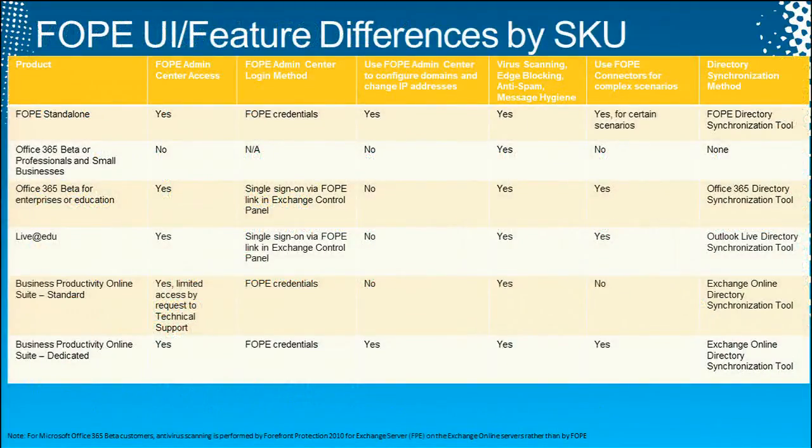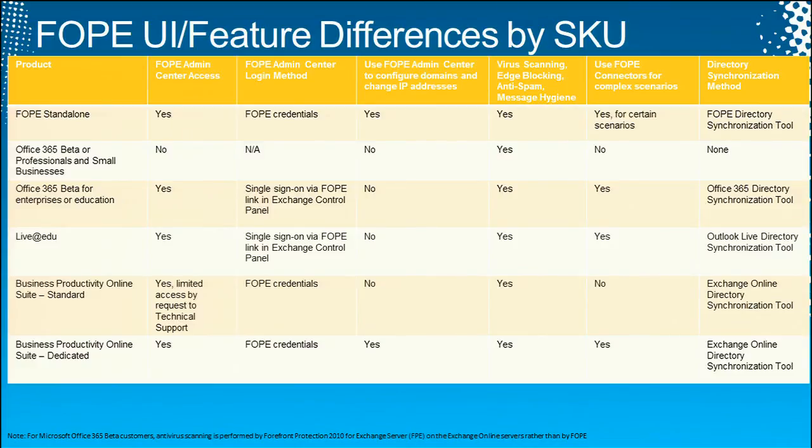So some of the different features, I won't go through every one of the bullets, but these are the different FOPI UI and feature separations depending on what SKU the customer has or what Exchange offering you would have. A couple of interesting ones to note is if you are a FOPI standalone customer or an Office 365 beta for enterprise or education, you have FOPI Admin Center access. But one of the new offerings that's coming out is Office 365 for small business, and they do not have FOPI Admin Center access. So what does that mean?